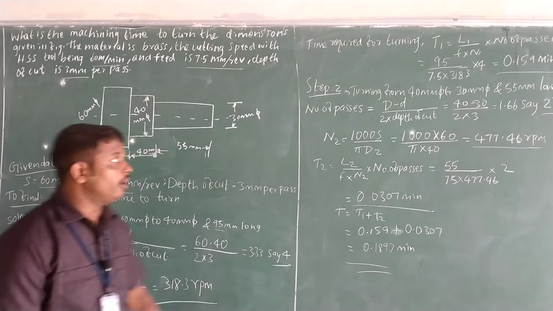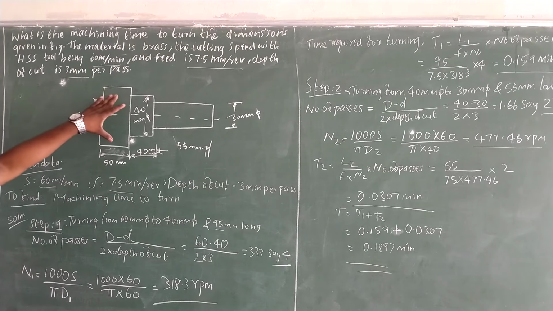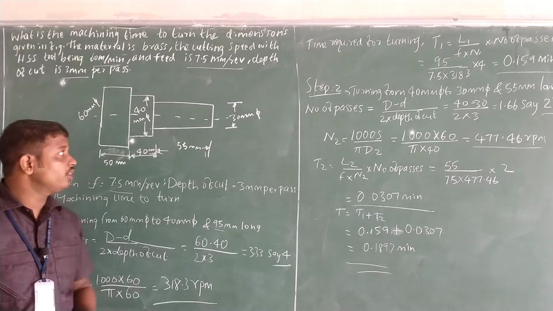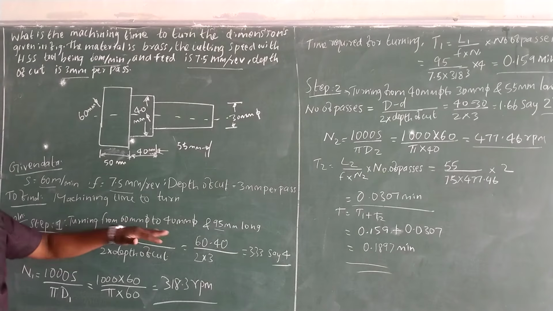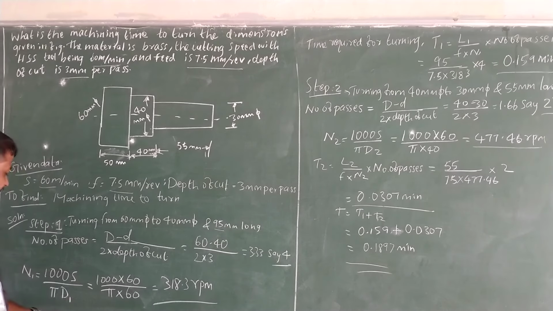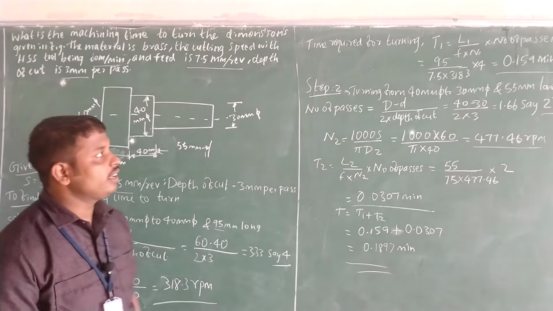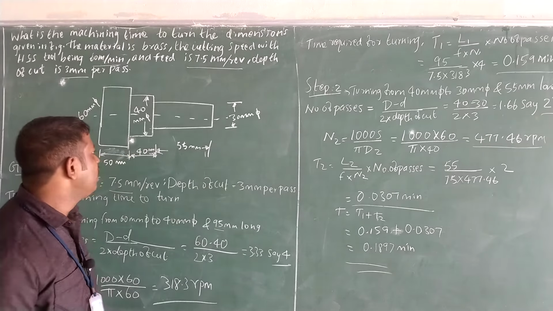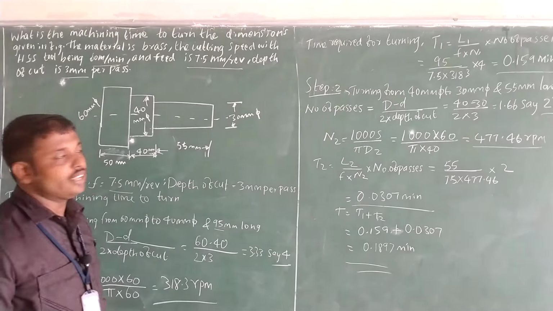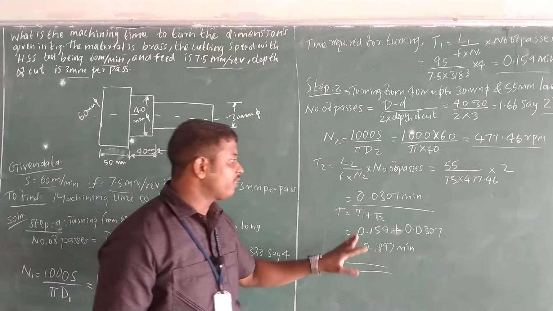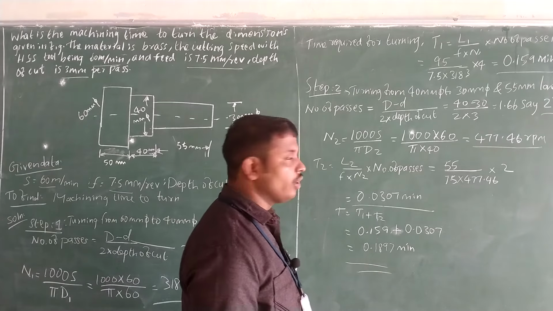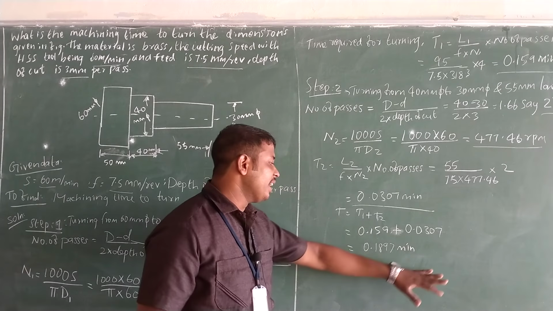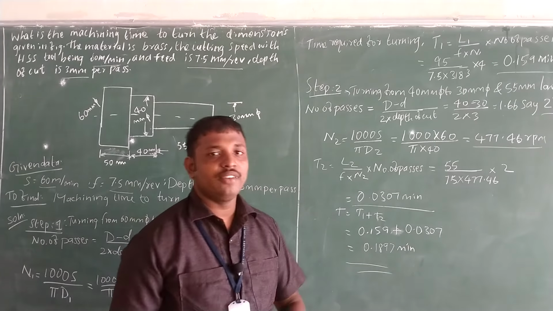I will summarize today's problem. We calculated the time for turning. There are two operations. The first one is 60 to 40, with length 95. We calculate N and T, where T is L divided by F into N into number of passes. Next we find step 2, 40 to 30, with length 55. We find the N2 value, then the T2 value. In total, we calculated T1 and T2, and the answer is 0.1897 minute. Next class I will teach about the next problem.